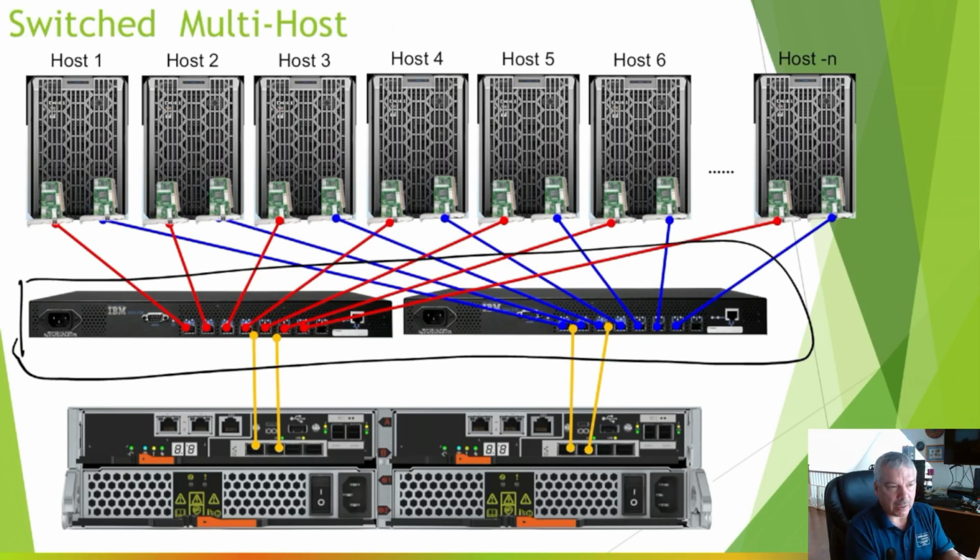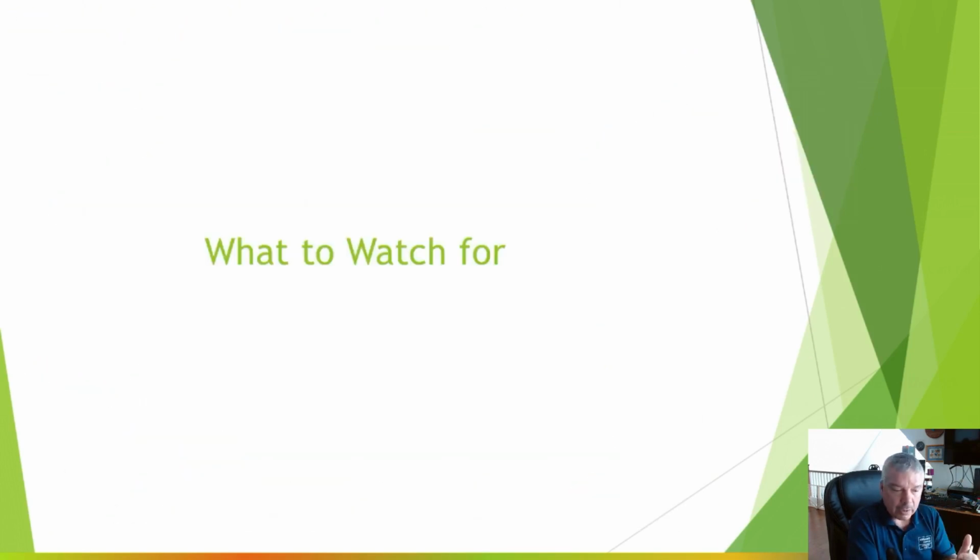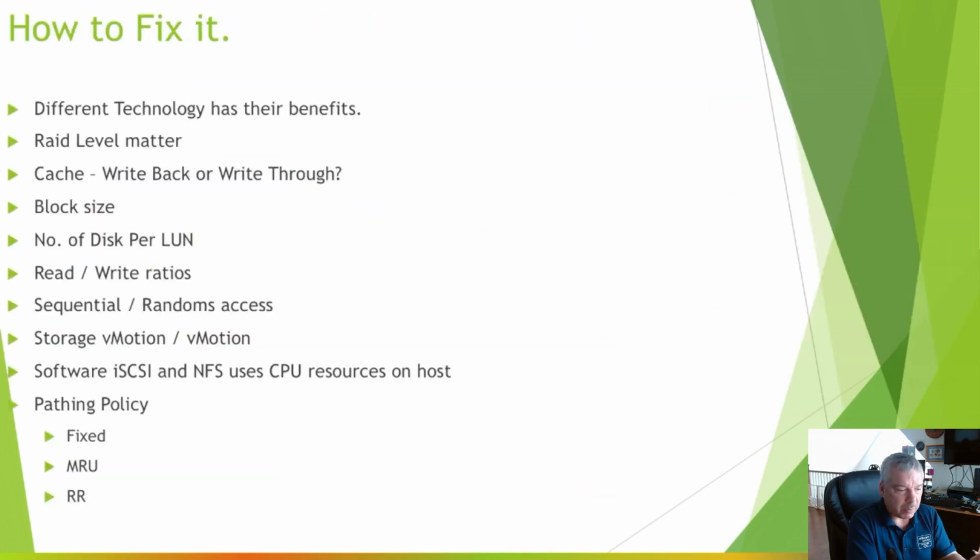Whereas with fiber channel, right off the bat I know these are fiber channel host bus adapters, and I may have Ethernet cards inside this host, and they're completely separate from each other. So that's one of the reasons why I'm a big fan of fiber channel. But again, technology does make a difference. RAID level matters. RAID 5 and RAID 6 are generally really poor for write environments.